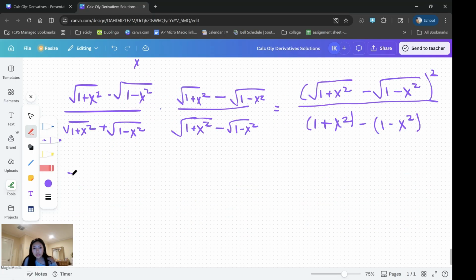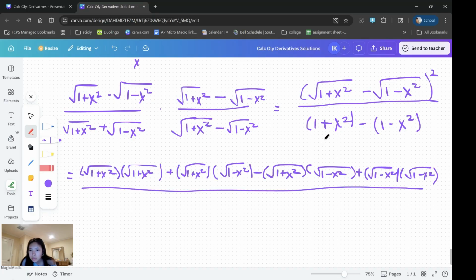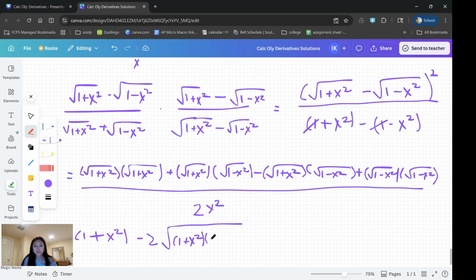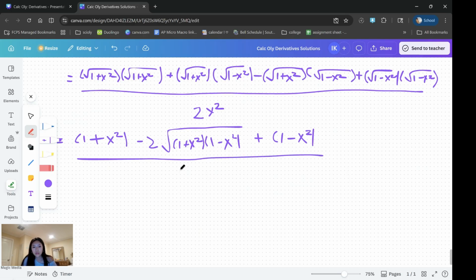So now we're going to simplify this. We're going to distribute this top part, and this is going to be very long. So these ones are going to cancel out, because x squared plus x squared is 2x squared, right? So in this first part, you can cancel out the square roots because you're multiplying it by the same thing. So that's going to become 1 plus x squared. Then this part will become negative 2 squared plus, and then 2x squared.